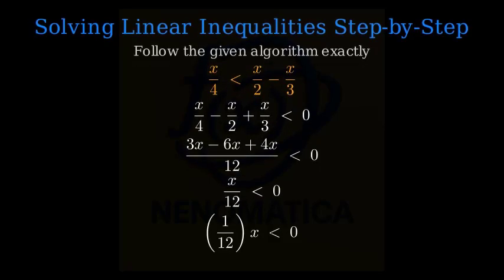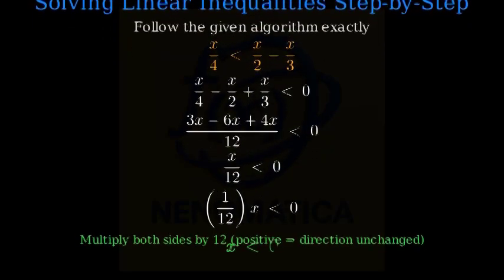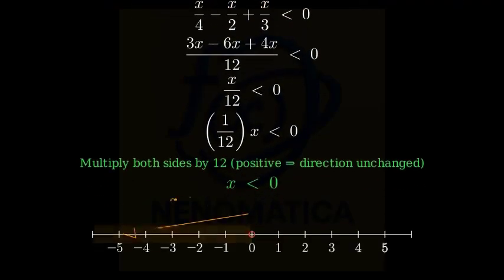Step 5. Since 1/12 is positive, multiply both sides by 12. The inequality direction does not change. The result is x less than 0. Let's show this on a number line with an open circle at 0 and shading to the left.